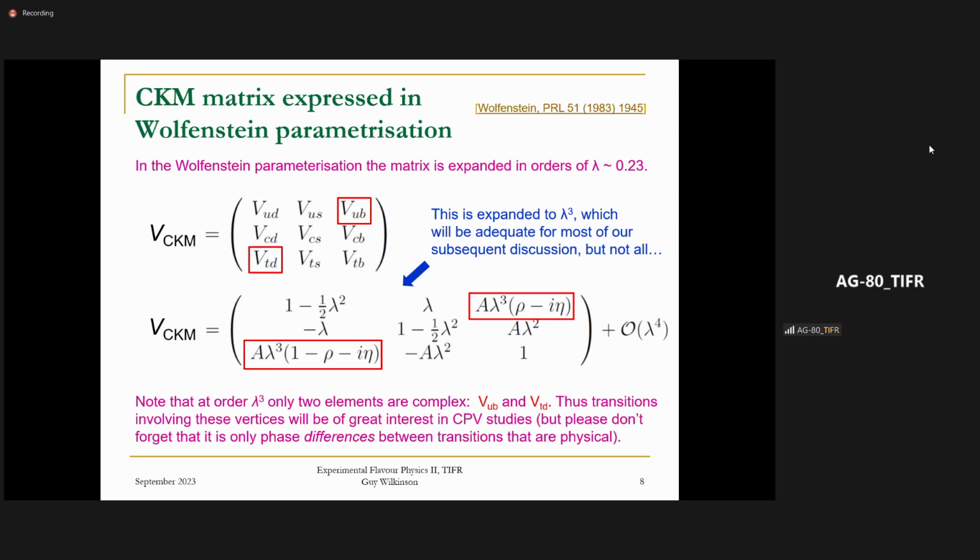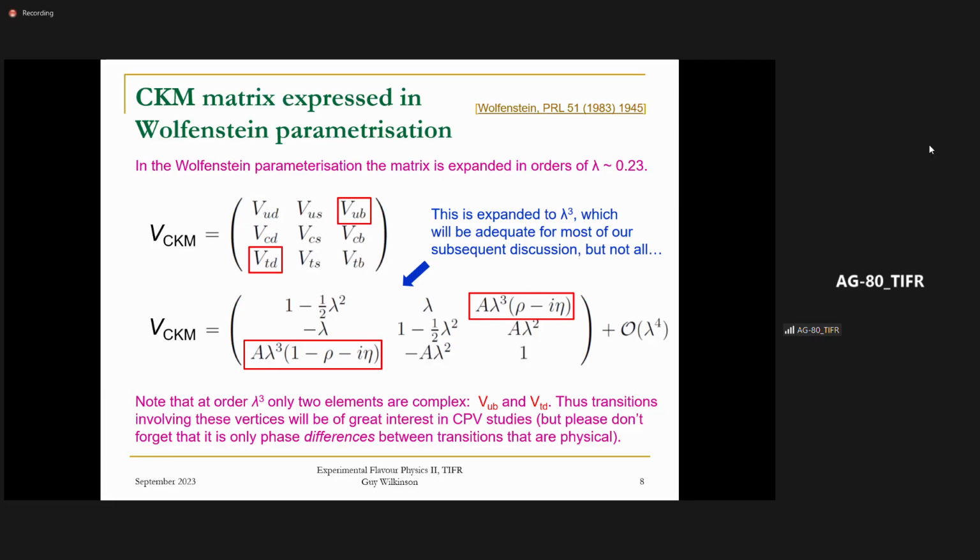So a simple rule of thumb is that if you see any decay which involves V_ub or V_td, you can expect that decay to manifest CP violation, because these are imaginary. Of course, it's simplistic and not strictly true to say that the phases of the matrix are carried in these elements. What actually matters are phase differences, but it's just convenient for me to say that V_ub and V_td are imaginary. I should emphasize that this is only the case to lambda to the power of 3.